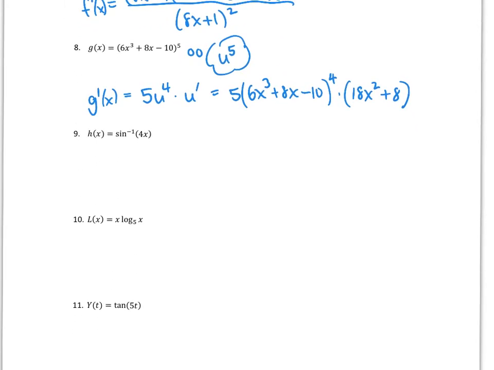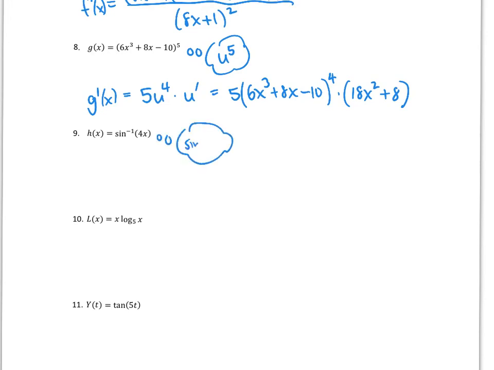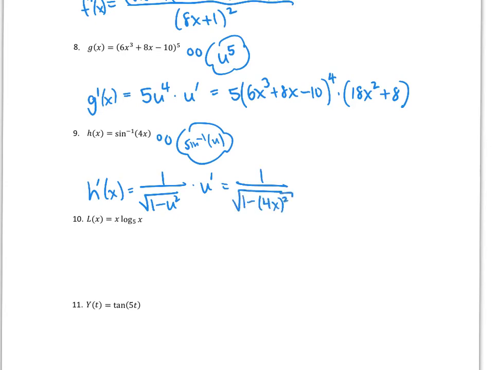Next up, we've got inverse sine of 4x. So again, this is a chain rule problem. We need to think of the inverse sine of 4x as the inverse sine of u. And so the derivative of the inverse sine of u is 1 divided by the square root of 1 minus u squared, and then we have to multiply by u prime. In this case, my u was 4x, so this is 1 divided by the square root of 1 minus the quantity 4x squared, multiplied by the derivative of 4x, which is 4.